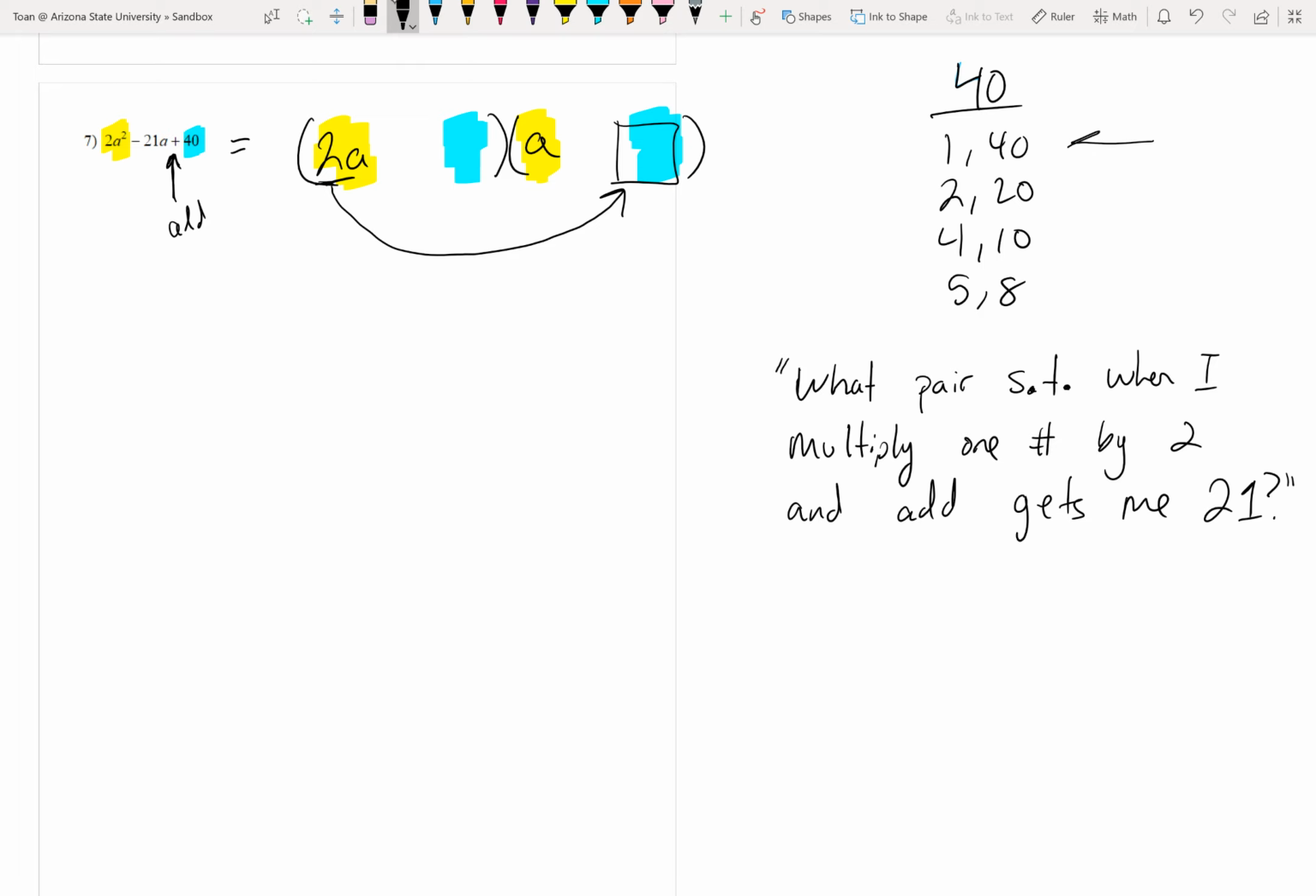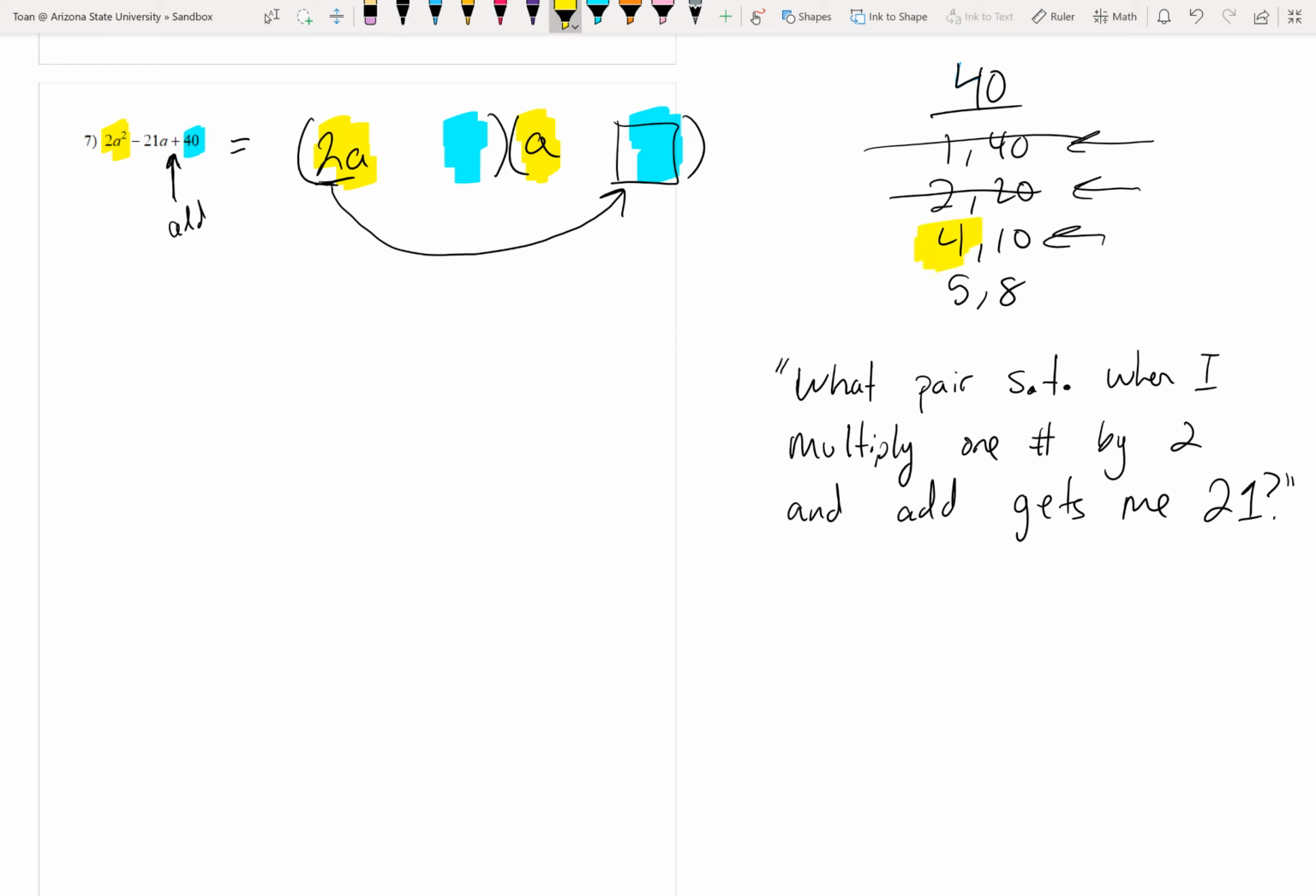Let's check the first pair. Let's multiply the 1 by 2. 1 times 2 is 2, plus 40 is not 21. Flip it around, 2 times 40 is 80. That's already way too big, so I'm not going to even bother trying. Let's try the next pair. 2 times 2 is 4, plus 20 is 24. Too much. 2 times 20 is 40, plus 2 is 42. Too much.